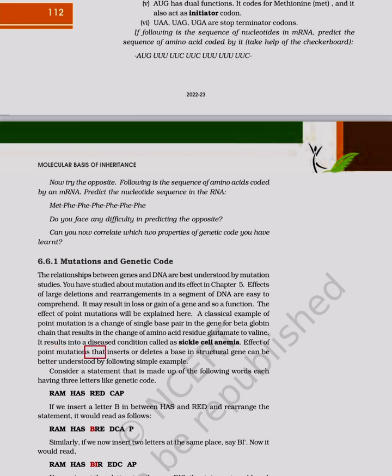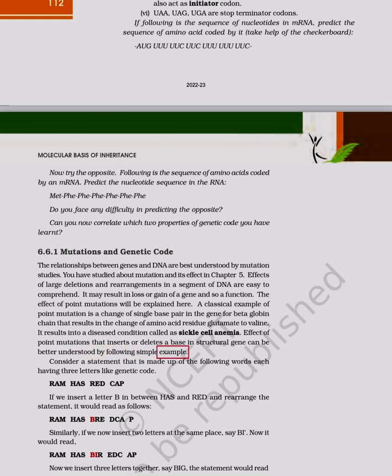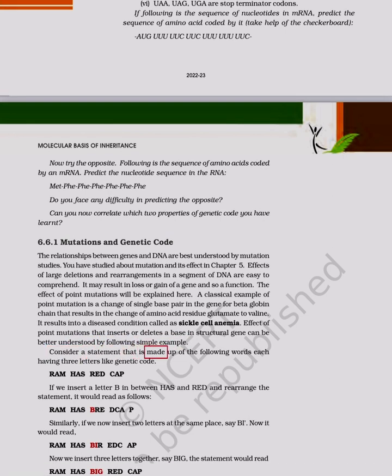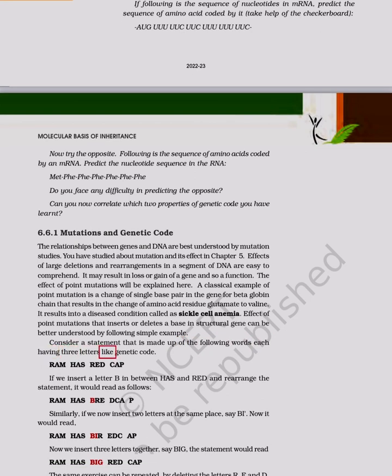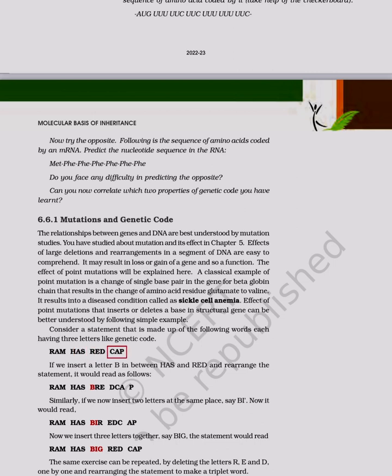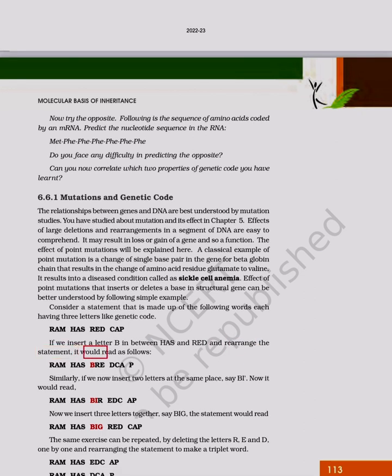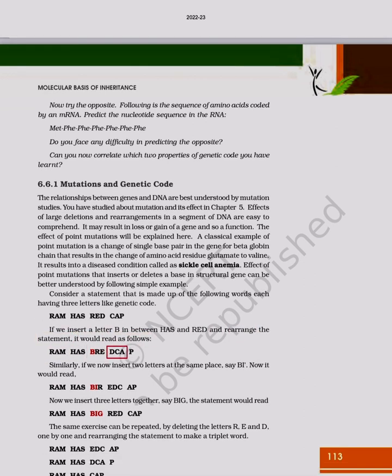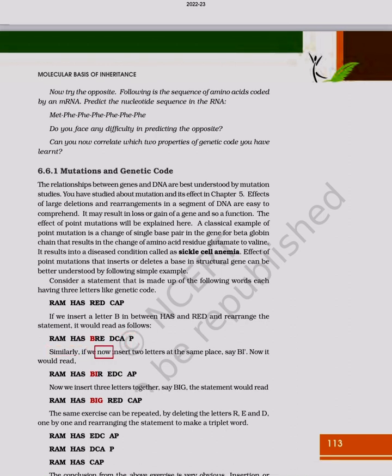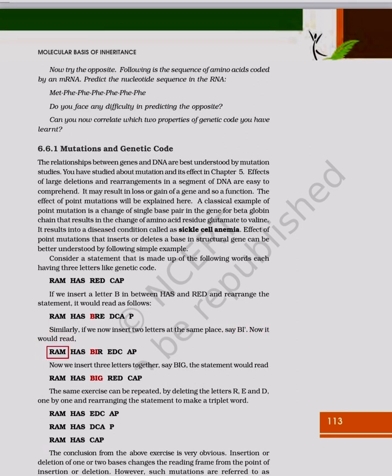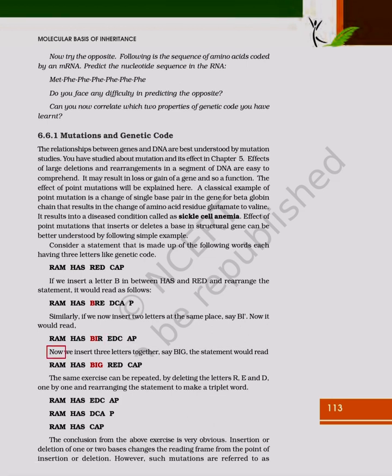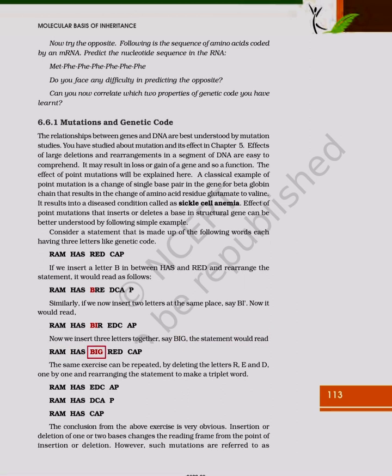The effect of point mutations that insert or delete a base in a structural gene can be better understood by a following simple example. Consider a statement that is made up of words, each having 3 letters like the genetic code. Ram has red cap. If we insert a letter B in between has and red and rearrange the statement, it would read as follows. Ram has bre dca p. Similarly, if we now insert 2 letters at the same place, say BI, now it would read Ram has bir edc ap. Now we insert 3 letters together, say BIG, the statement would read Ram has big red cap.